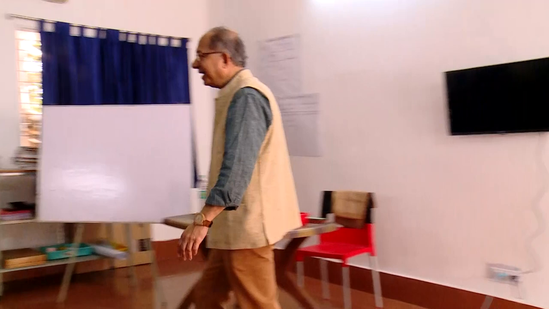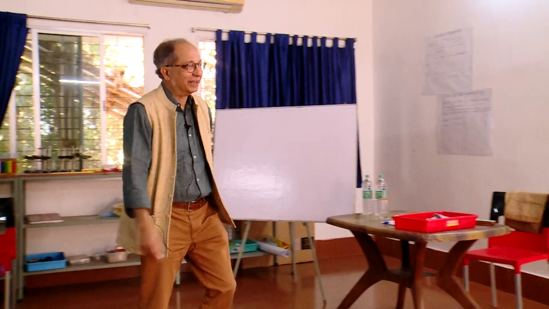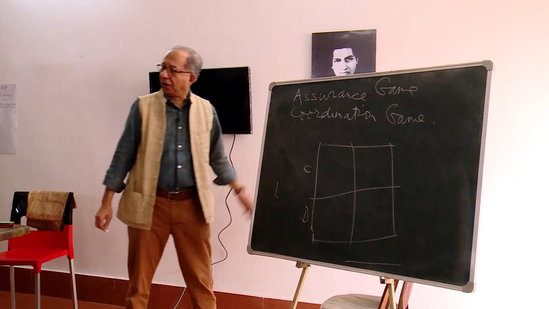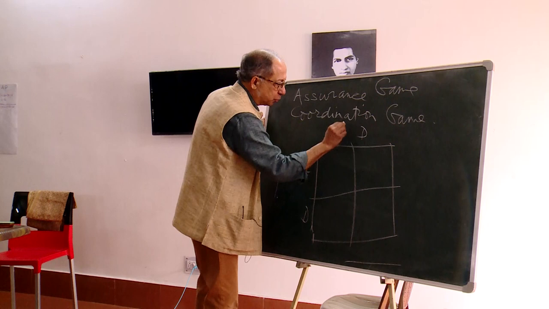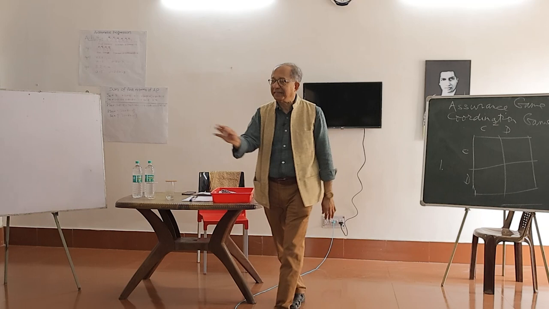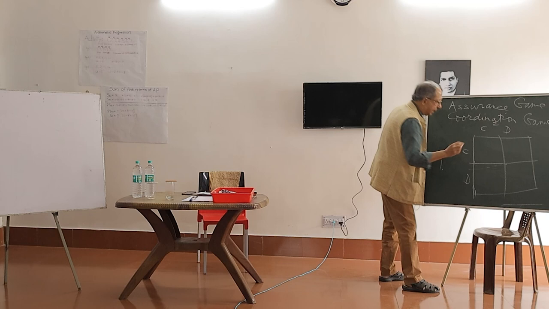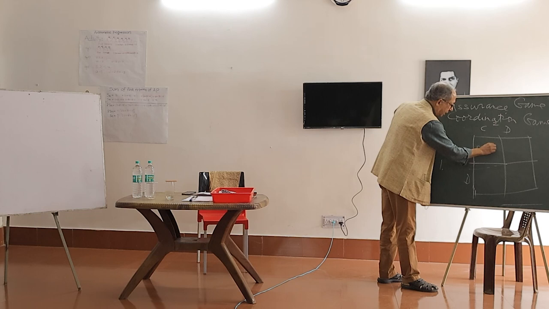Okay. So you have to choose two actions. Let me call these actions just completely no story to it, C and D. Player one, Ohana, you have to choose between C and D, and you have to choose between C and D, player two. After I've written down the payoff, you make your choices. Let us say you will get 100 rupees each.